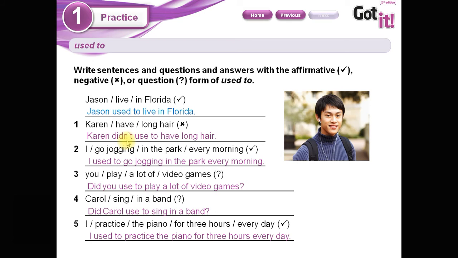Pero cuando yo necesito decirlo en negativo, voy a usar el auxiliar didn't. Por lo tanto, la palabra use queda en su forma base, no cambia. Por lo tanto, no debe llevar la letra D. Lo mismo sucede cuando es una pregunta. Si yo tengo una pregunta, la palabra use queda sin D, porque estoy usando el auxiliar did. ¿Ok?